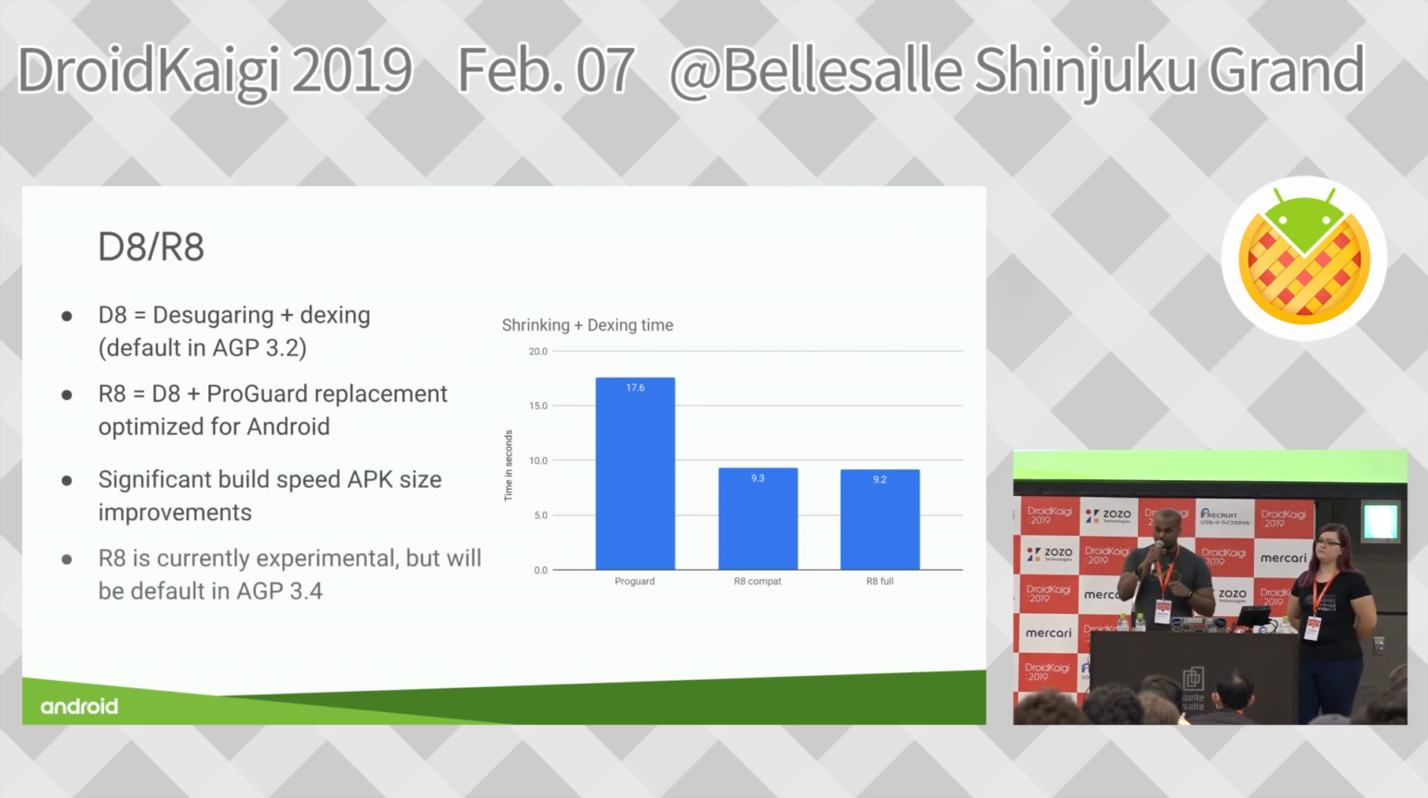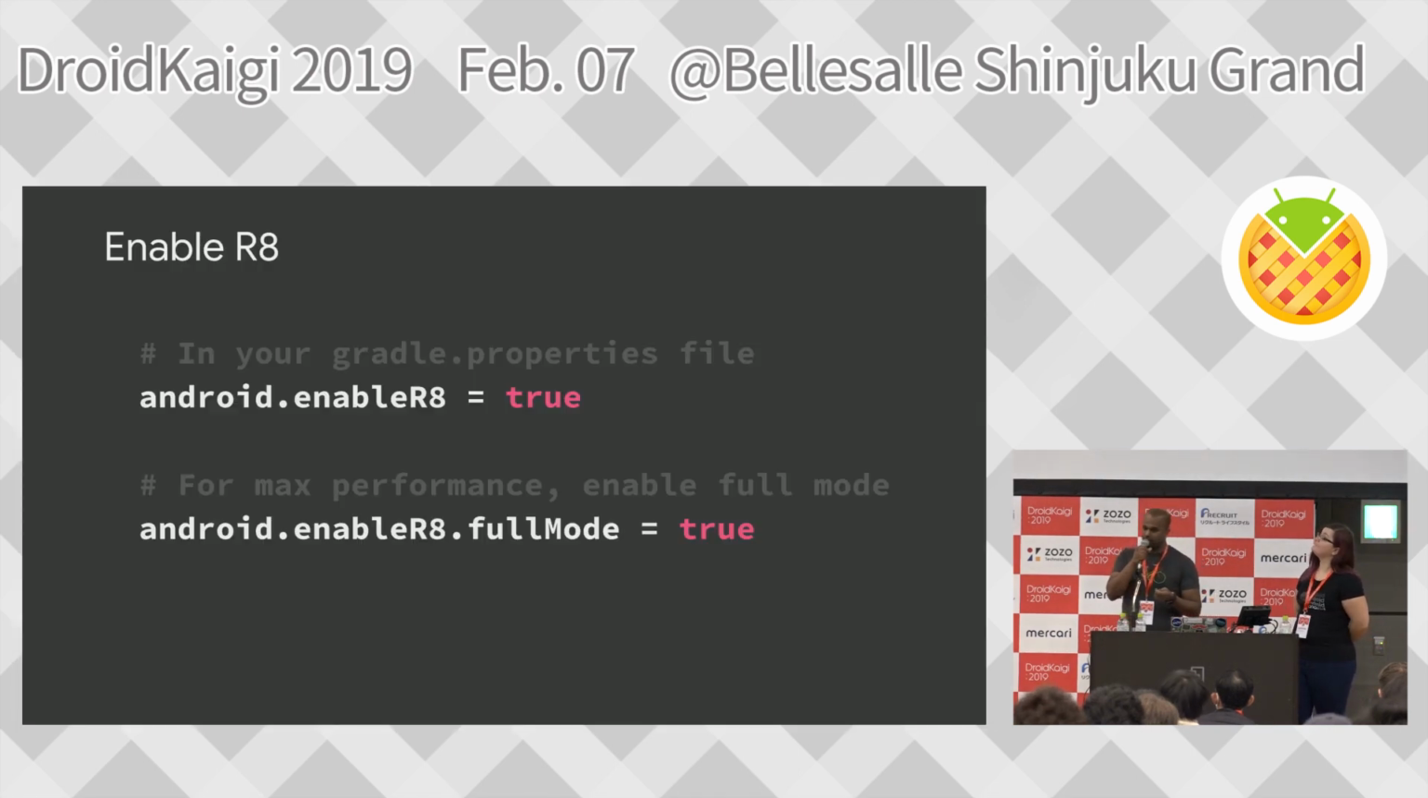So R8 is currently experimental. It will go default in 3.4, so we highly recommend that you enable it and try it now. The way you do that is just in your gradle.properties file, you add this flag. And also, if you want to experiment with full mode, which is the more aggressive version, because R8 is designed specifically for Android, it can make certain assumptions about your project and optimize your project a little better than ProGuard could. So try that out. Definitely give the team feedback if you're seeing some weirdness or anything that you don't expect.